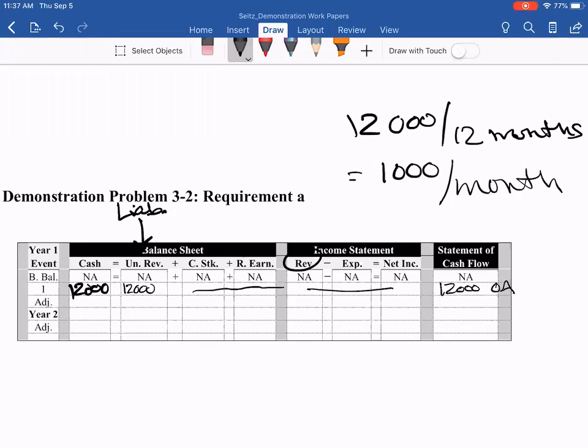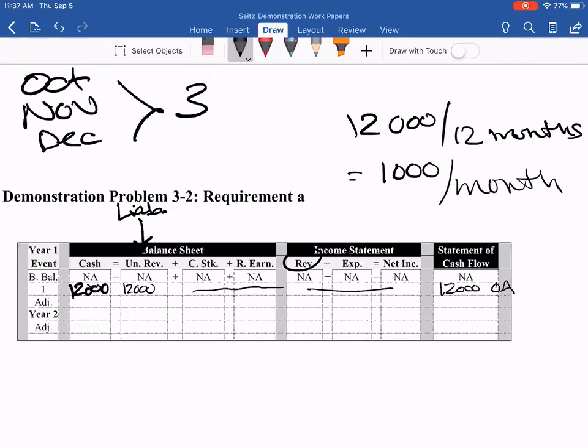But this happened in October. And so we have October 1st is when it was received, November and December. So we have 3 months that we can record as actual revenue because it's now the end of the period and I need to record this adjustment. So 3 months times $1,000, I can now decrease my unearned revenue by $3,000 and increase what I'm going to call real revenue by $3,000.